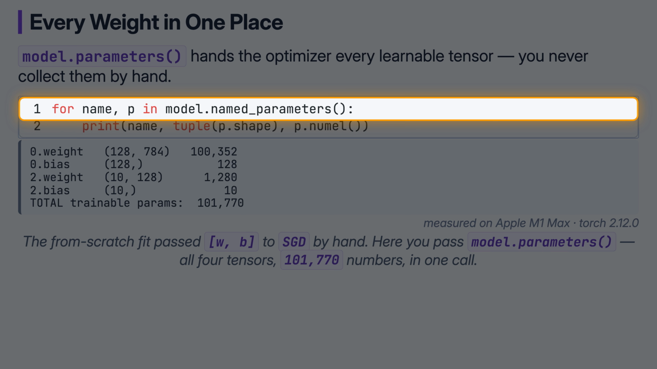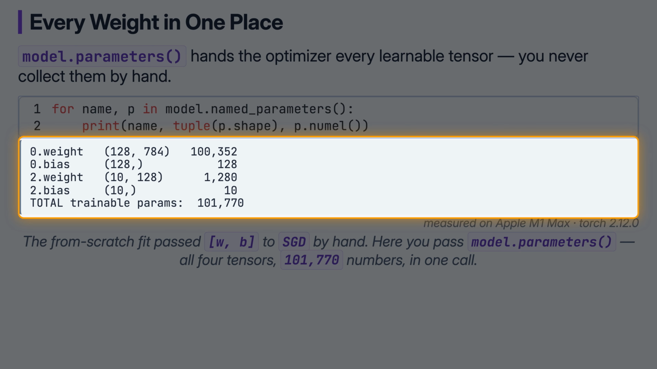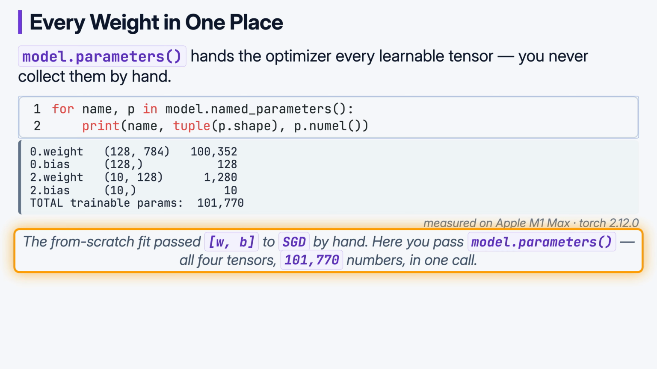Loop over model.named_parameters. It hands you every learnable tensor. Print each name, its shape, and its size. There are the 4 tensors, 2 weights and 2 biases. You hand this whole list to the optimizer, exactly like W and B before. The names 0 and 2 are the layer positions in the sequential. The ReLU at index 1 has nothing to list because it has no weights. All 4 tensors hold 101,770 numbers.